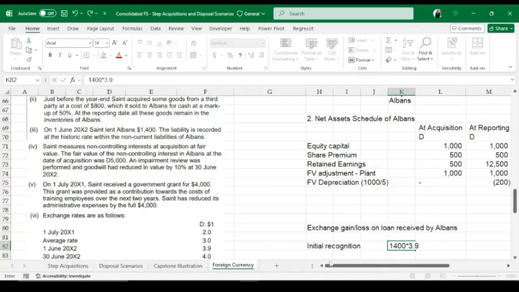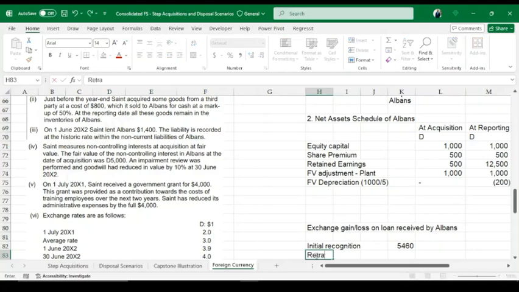This time we are converting the amount from the stronger currency into the weaker currency. So we are going to multiply it by the exchange rate. So we'll have that, and then this should be giving us 5460. Then at the end of the period, we are going to retranslate this amount because loan is a monetary item.